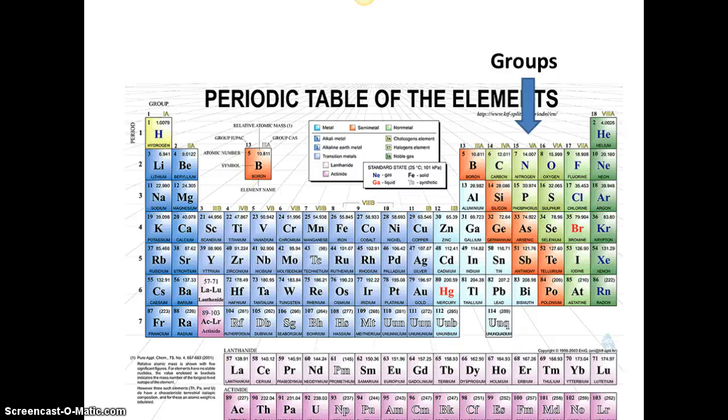Group 18 is another example. They're called the inert noble gases, and it's on the far right-hand side. And we have some other columns in there. Group 13 is called the boron family. Group 14 is the carbon family. Group 15 is the nitrogen family. 16 is the oxygen family. And number 17 is called the halogens, which is group 17, and that's the name of it.